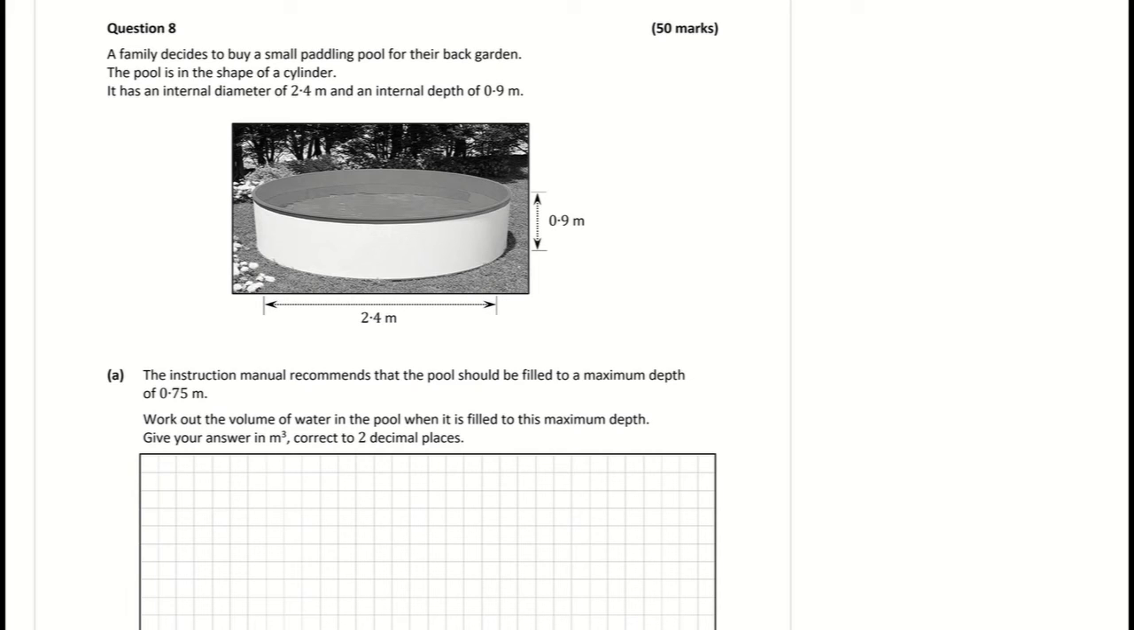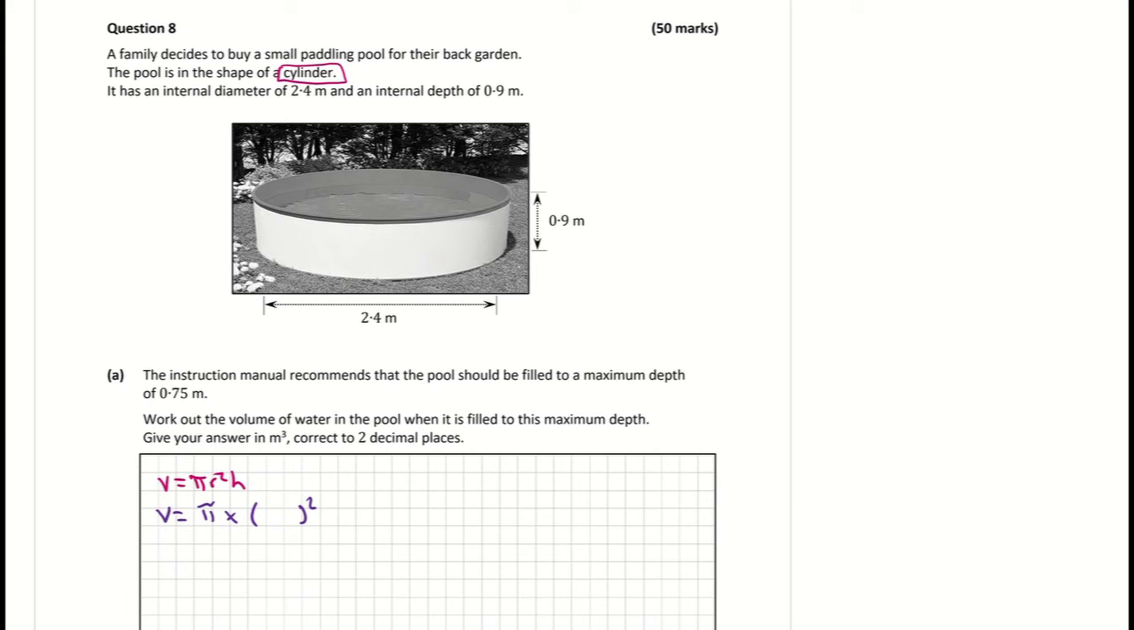Question 8 A. The instruction manual recommends that the pool should be filled to a maximum depth of 0.75 meters. Work out the volume of water in the pool when it's filled to this maximum depth. Give your answer in meters cubed and correct to 2 decimal places. So you can see there that the shape of the pool is cylindrical, so it's a cylinder. From my log tables, the volume of a cylinder is pi r squared h.